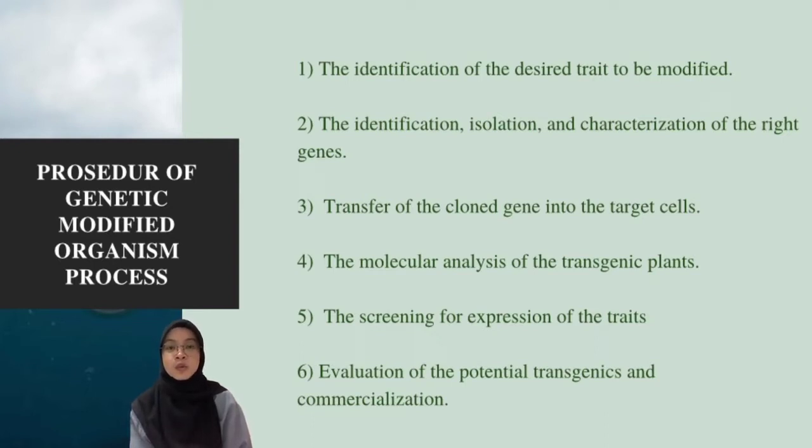Today, I want to explain about the procedure in the genetically modified organism (GMO) process. The first one is the identification of the desired strain to be modified. Second is the identification, isolation, and characterization of the right gene. Third is the transfer of the cloned gene into the target cell.